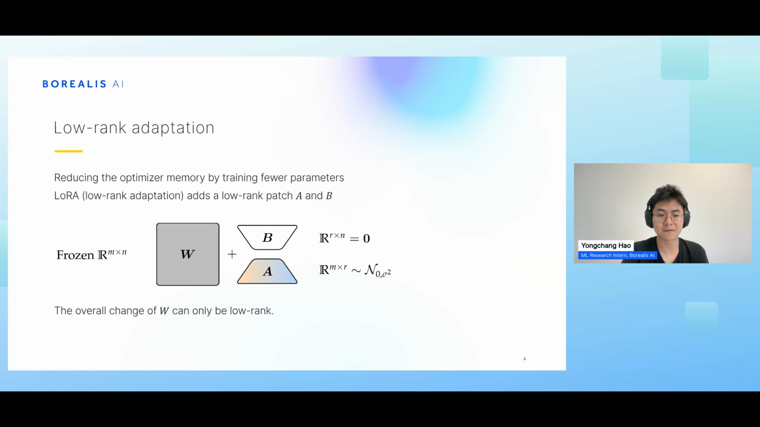To reduce the memory usage of the optimizer, people came up with an idea called low-rank adaptation, which means we apply matrices A and B with fewer parameters compared with the original pre-trained weight W. And during the fine-tuning phase, we only train the matrices A and B instead of the original W. This will have fewer parameters trained during fine-tuning, but the overall change of W can only be low rank because B multiplied by A is a low-rank matrix.